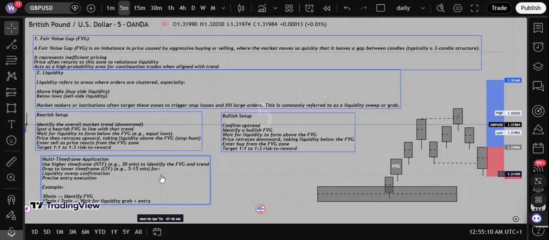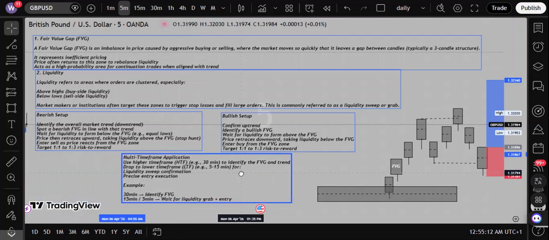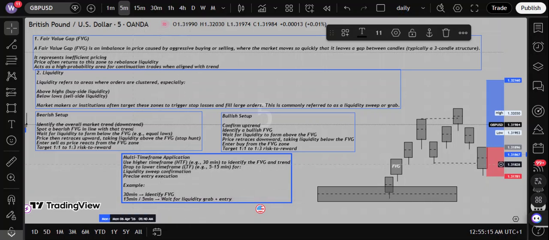Now how do you multi time frame this particular strategy? Look at this. For the multi time frame application, it says use higher time frame, HTF. That is your 30 minutes or your 1 hour, depending on the one you want to use. Using a higher time frame helps you get a maximum entry position, like a larger RR, risk to reward ratio. To identify the FVG and the trend, drop down to a lower time frame, that's 5 minutes or 15 minutes, for liquidity sweep confirmation and precise entry execution, that's so sniper.